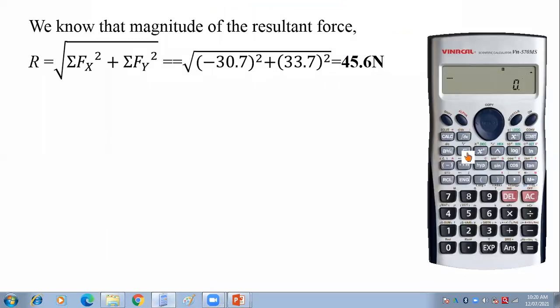Calculate this. Under root, I will take a double bracket, minus 30.7 bracket square plus 33.7 square bracket complete is equal to 45.58, which means 45.6. Now there is another trick in the calculator to make this calculation easier.